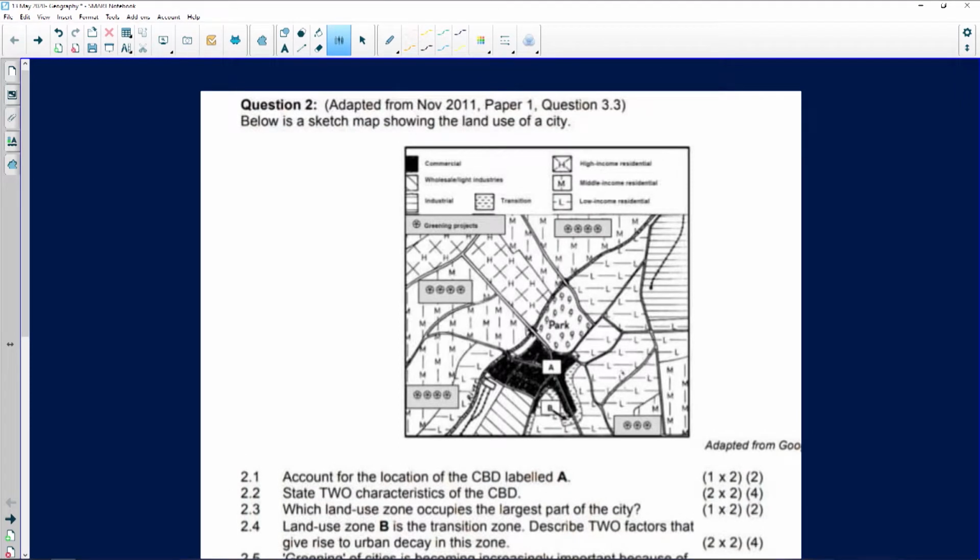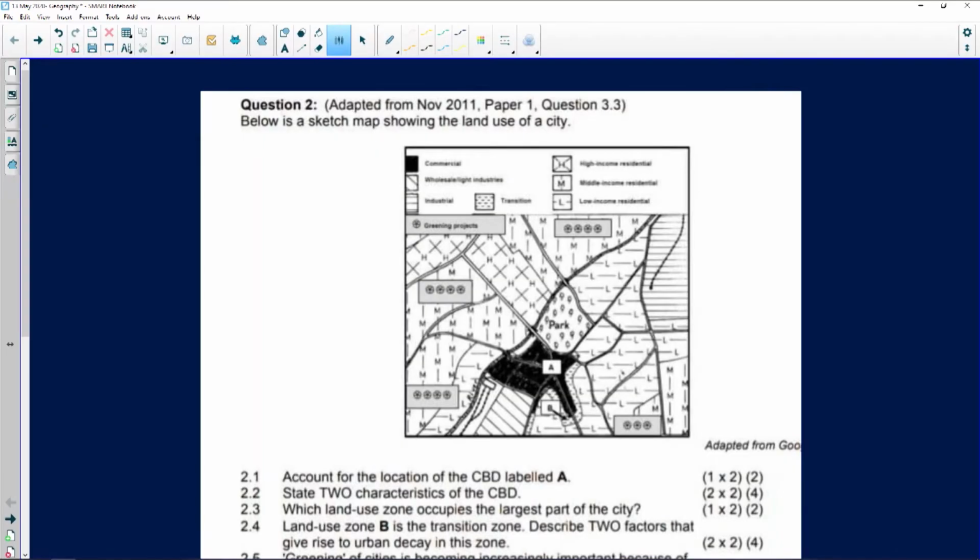Now, we've looked at the hierarchies of different settlements in last week's episode. And if we classify a city, what do we know as a city? A city is usually where there's secondary, tertiary activities taking place, and quite a few residential areas. But let's just quickly identify what we can see on this map. They've given us keys to represent certain areas on this map.